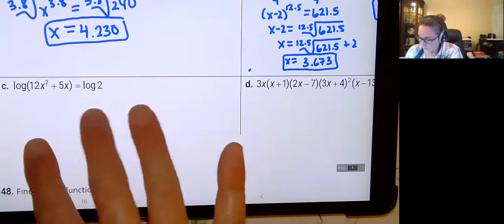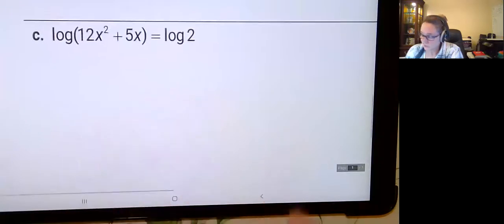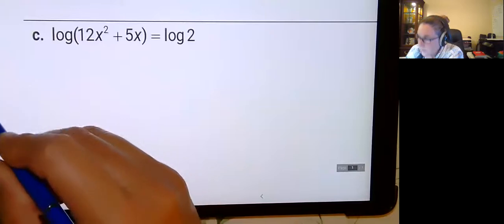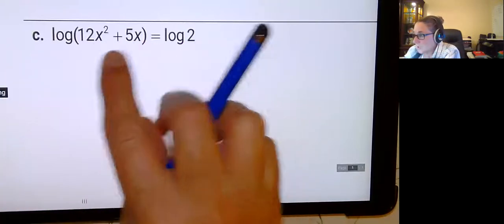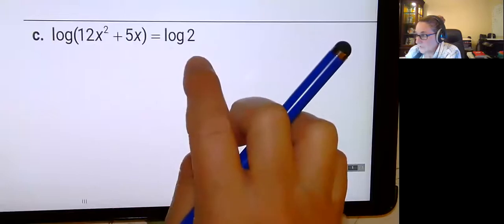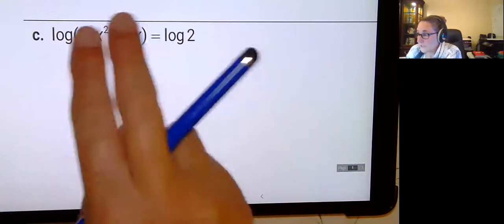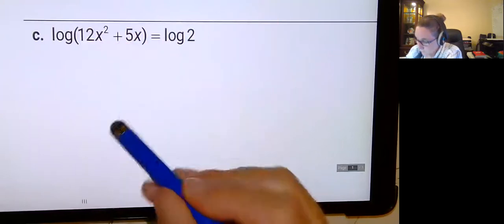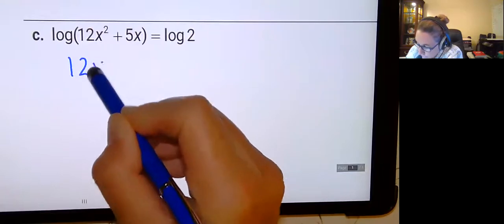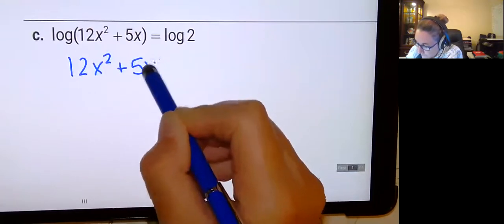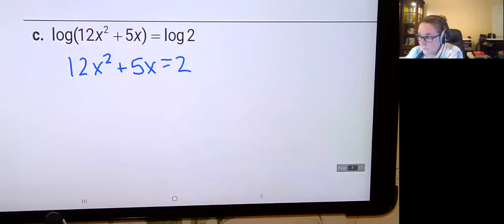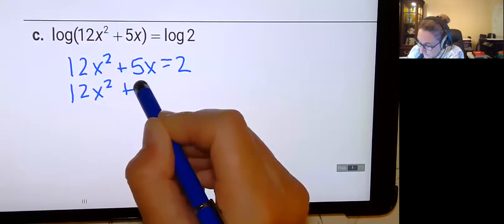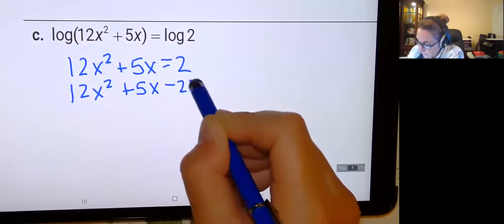So letter C. This is like one of the ones I was talking about in notes today, where if you have a log equal a log, and they are the same base, and these are both base 10, then whatever I'm taking the log of here and whatever I'm taking the log of here, those two things need to equal each other. So I am basically going to write 12x squared plus 5x equals 2. So I end up with this quadratic. Now I'm going to subtract the 2, so I get 12x squared plus 5x minus 2 equals 0.